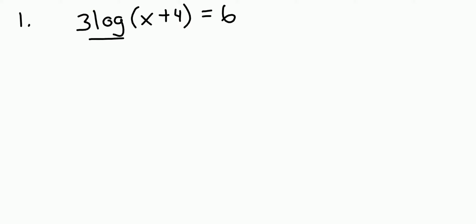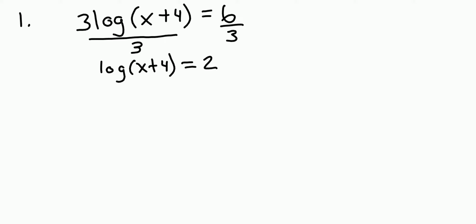Example 1. Okay, so for this example, step 1, if you remember, was to isolate the logarithm. This is the logarithm right here, log of x plus 4. This 3 is multiplied to it. So in order to isolate it, we need to divide both sides by 3. Then we're going to get log of x plus 4 equals 2.